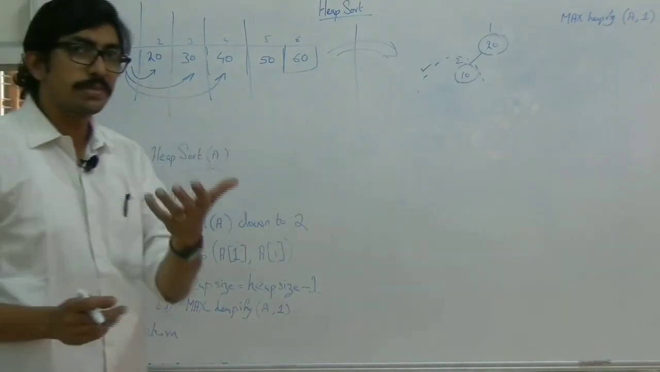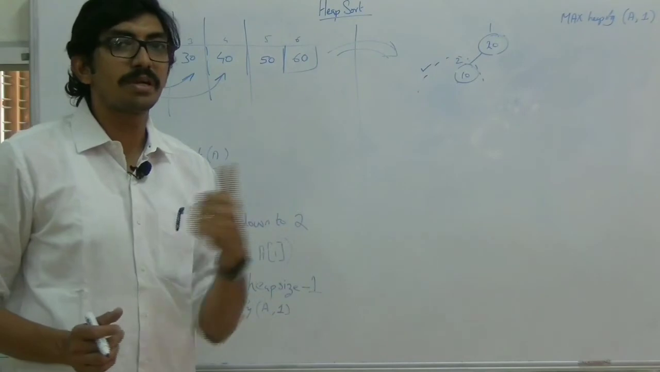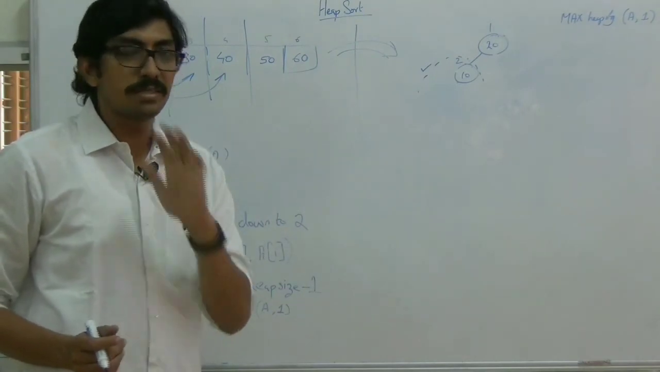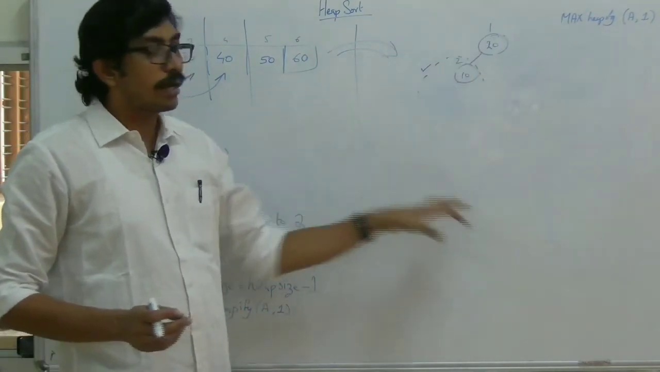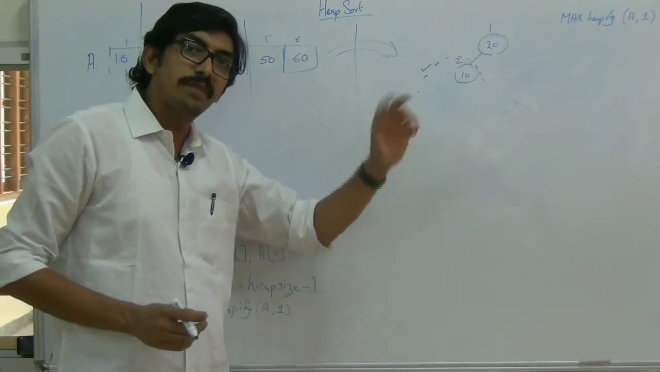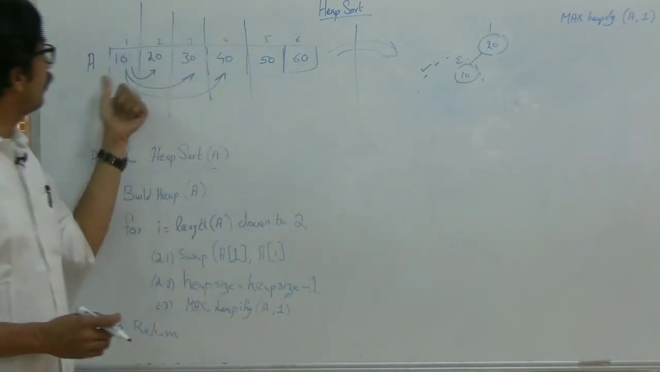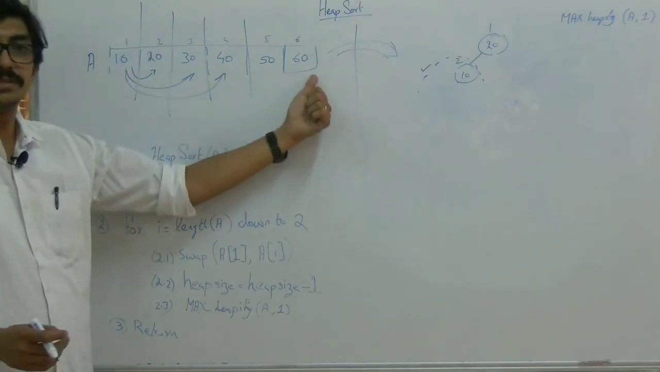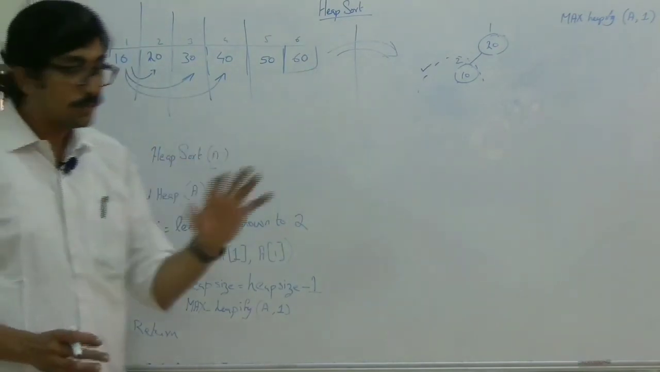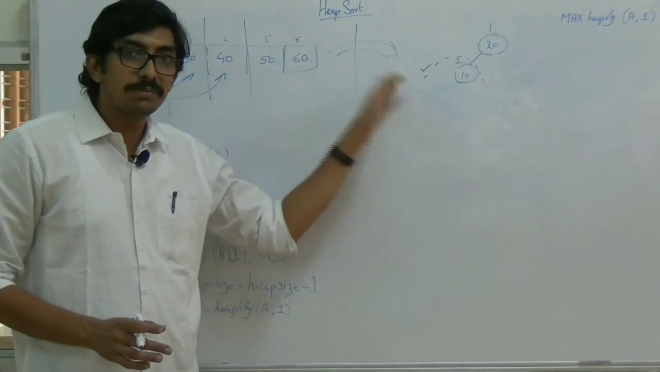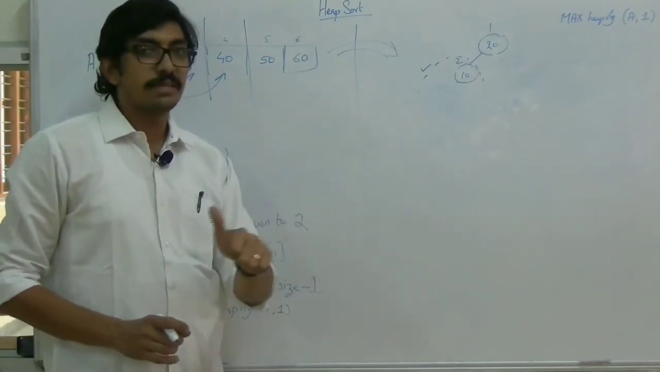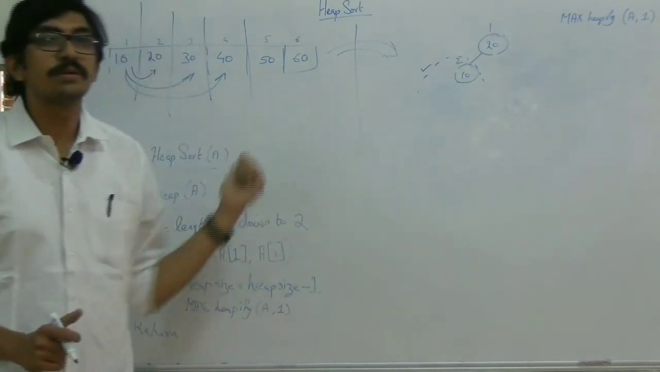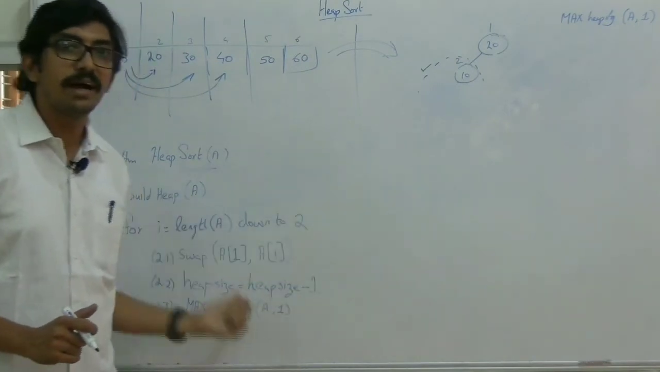Just like in bubble sort, if you are having n elements, you require only n minus 1 passes. Similarly, here also, if there are n elements, we will be requiring only n minus 1 swaps. At that point, when we swap 20 and 10, the entire array will get sorted. Okay. So this is how your heap sort is going to work. We will see another example, but before that, we will have a look at the algorithm.